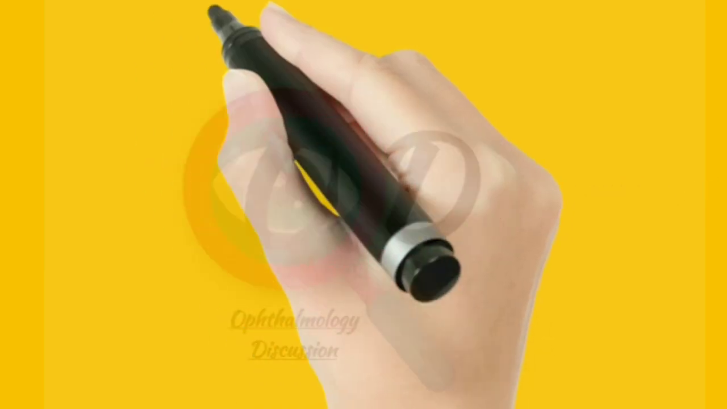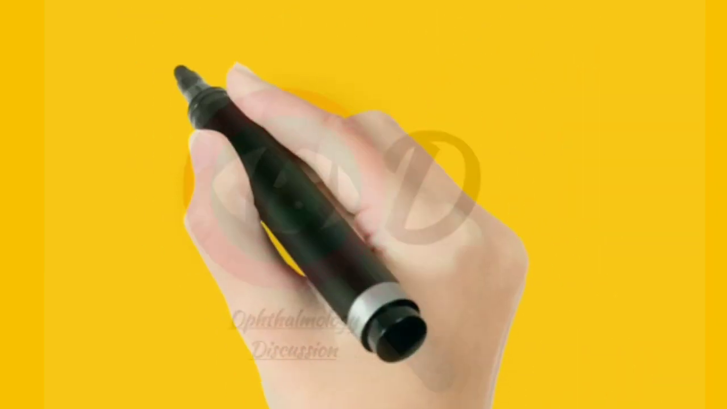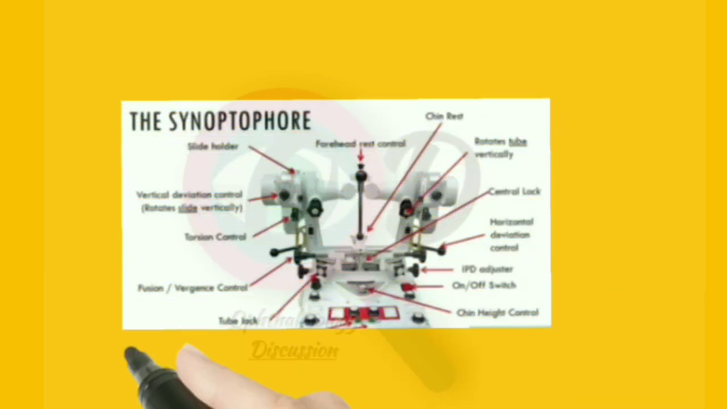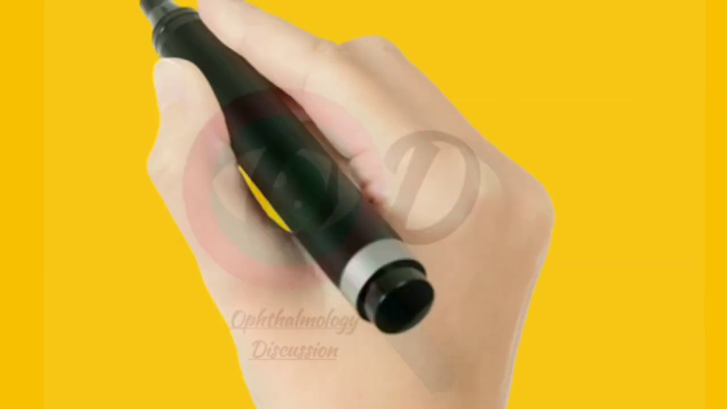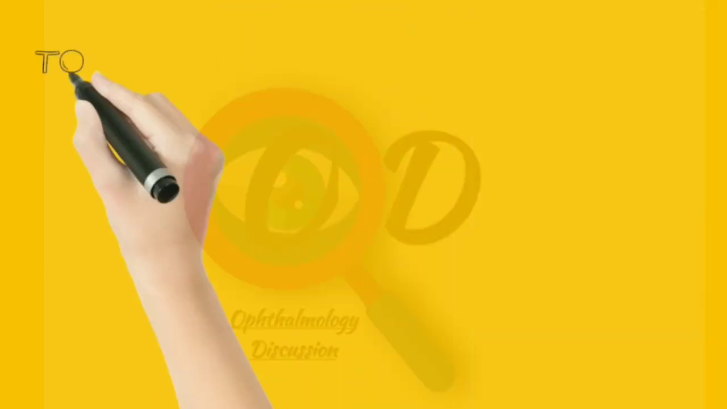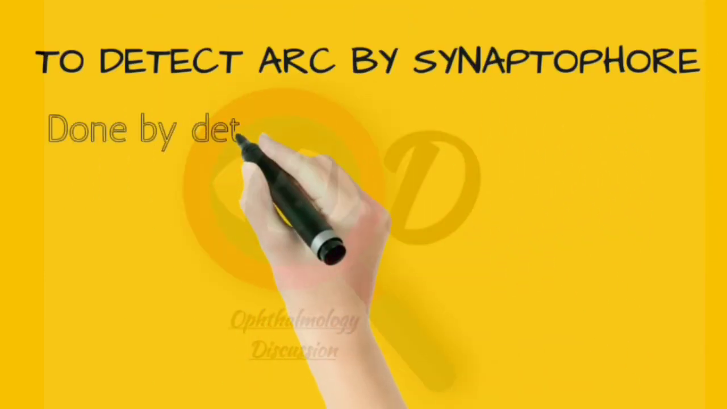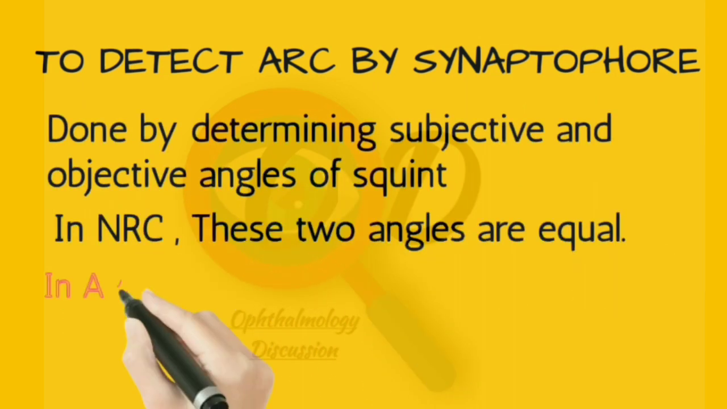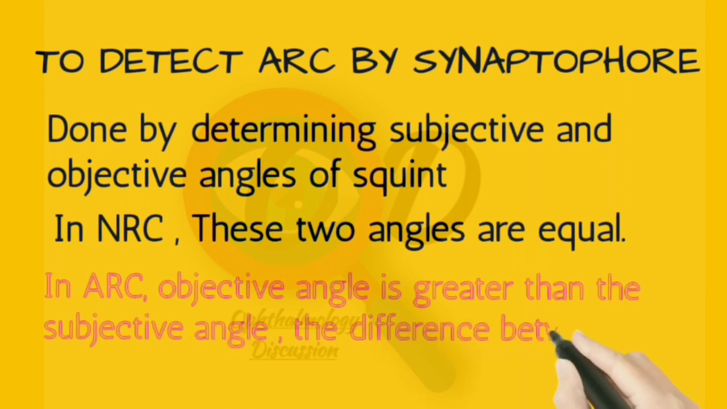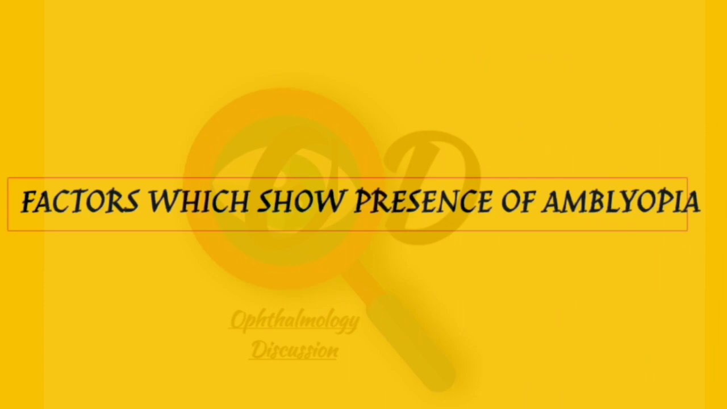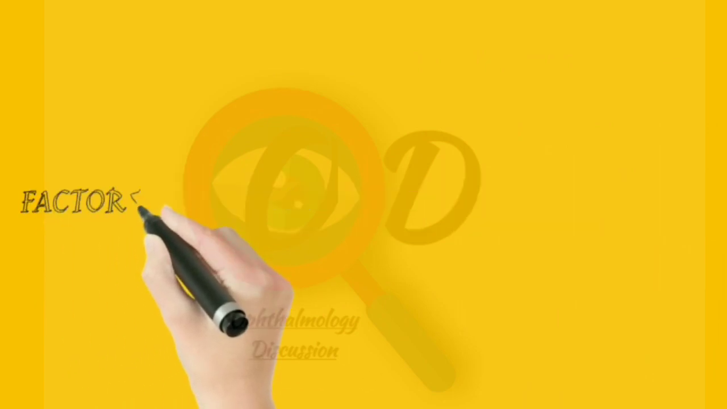So now the synoptophore. Synoptophore, as you all know, is a device. In today's era we won't use it much, but by this we can find out the fusion, the simultaneous perception, and the depth perception. By synoptophore, we can also detect ARC. If we observe that the objective angle is greater than the subjective angle, then it is an ARC condition.